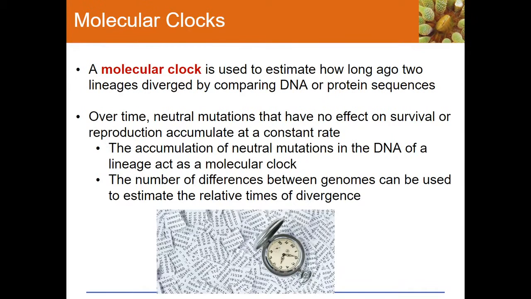So the accumulation of neutral mutations in the DNA of a lineage acts as a molecular clock. The number of differences between genomes can be used to estimate the relative times of divergence. Now, that's where it gets to be kind of a gray area. How long does it take for a mutation to occur? Because they are random. So they come up with this time scale, a clock of when a mutation could happen, how long it's been apart, and whether you see it prevalent in many populations.